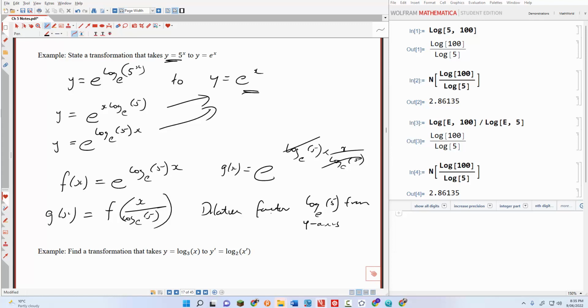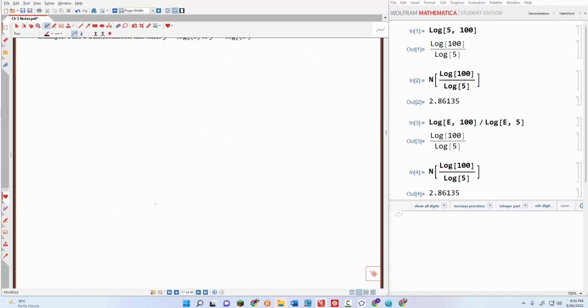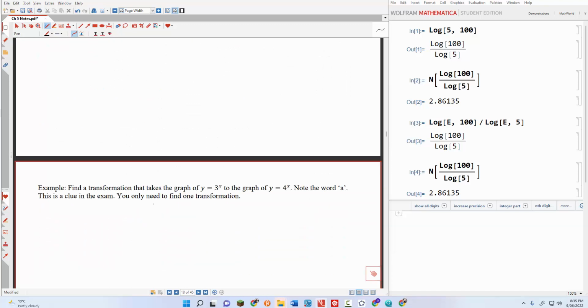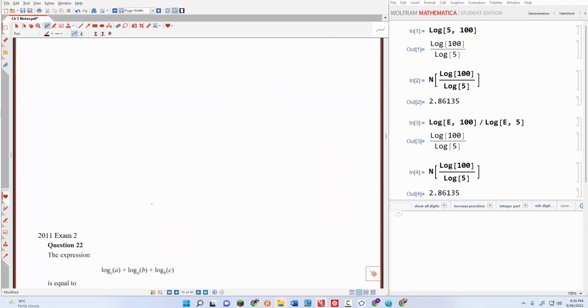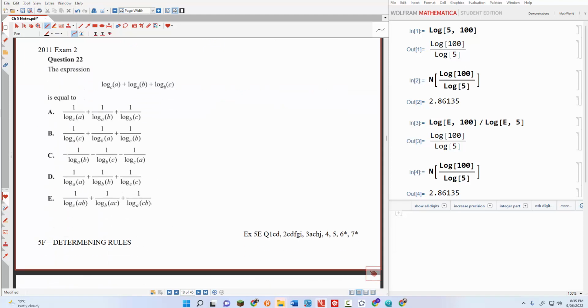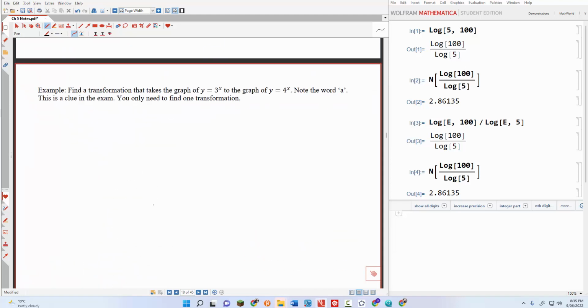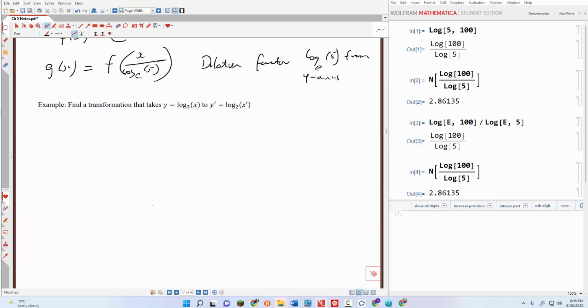Okay, so remember that dilation from the y-axis: what you would do is drop in 1 over that, or x over that, to make that happen. Okay, all right, and I think the last one, maybe? No, second last one. Third last one. Bit to do here. All right, is this one here.